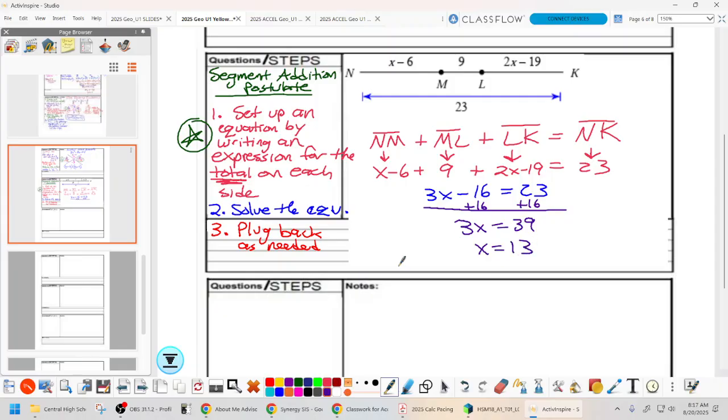Now the problem here doesn't say solve for NM or something, but in terms of number 3, that's what we would do. In fact, let's just put that on there. Let's say we wanted to know the length of NM. What would we do with 13 to get the length of NM? Plug it back in for x, okay? So this would go back here for x. So x minus 6 equals 13 minus 6. So that length would be 7.